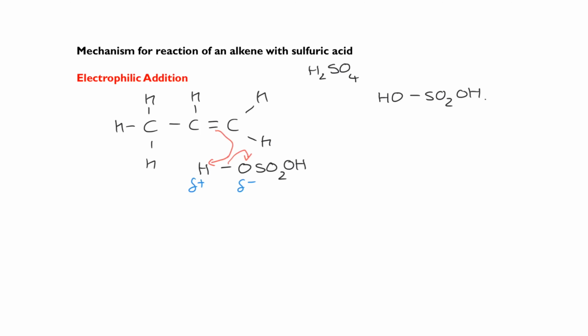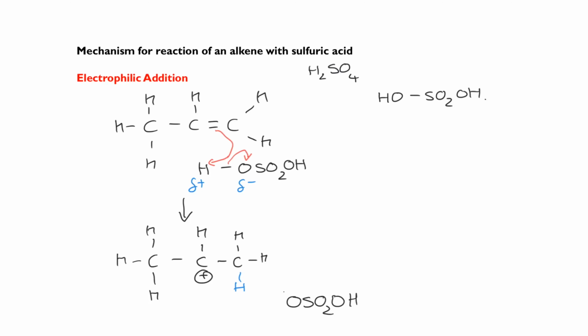Now again, it's unsymmetrical, so there are two possible products. We're going to have a major and a minor. I'm just going to show the major one for now, which is going to have the positive carbon here, and the hydrogen is going to go here. Then what's left is the O-SO2OH, which is minus, and it's got a lone pair of electrons, which is able to attack this carbocation, specifically that carbon, and then that forms our product.